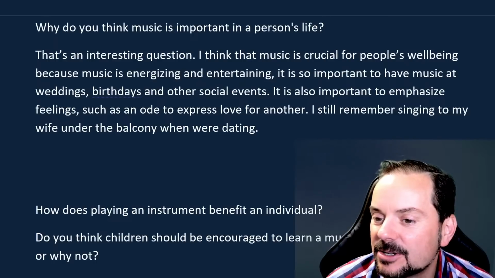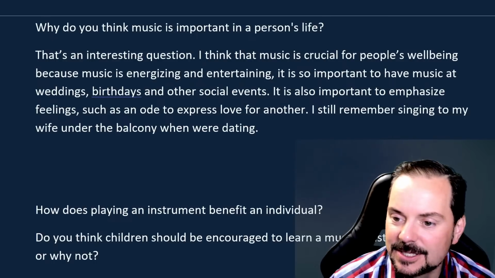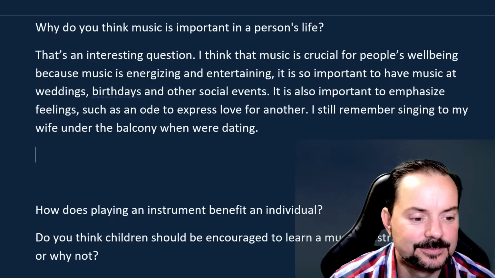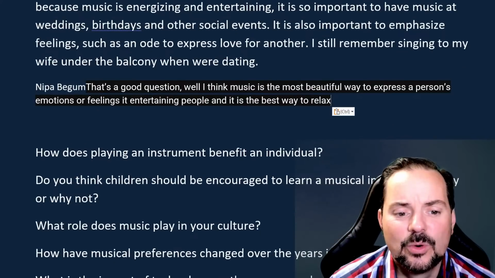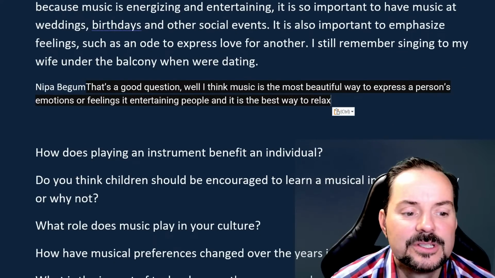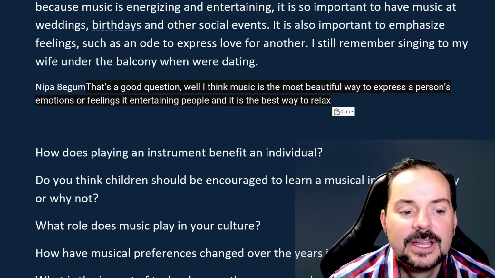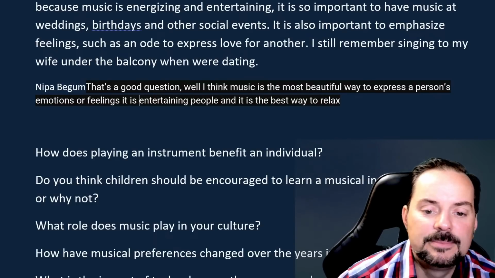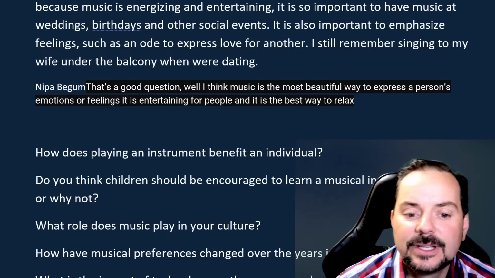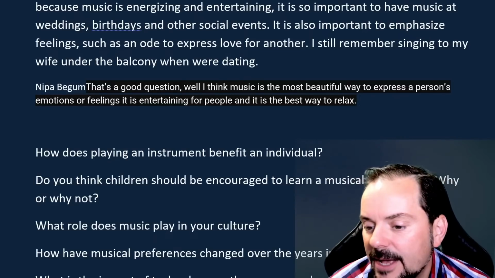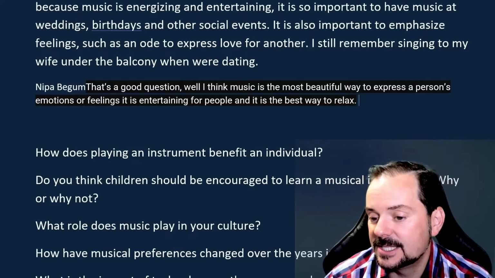Nipa has an answer for us. This is what Nipa says. Nipa says, that's a good question. Well, I think music is the most beautiful way to express a person's emotions or feelings. It is entertaining for people, and it is the best way to relax. Nipa, that's really good, and I know you don't have tons of space. Oh, I see it. Nipa, good.